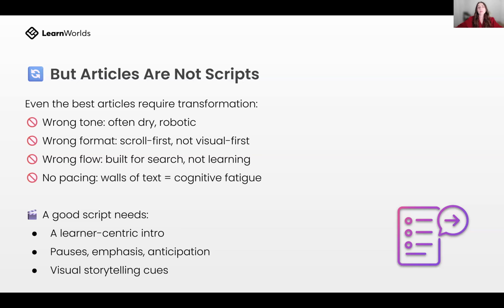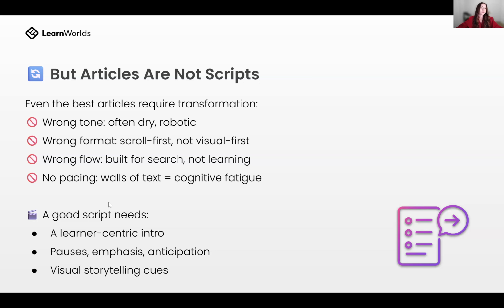Then sometimes the format was wrong. So usually with the articles, you just scroll first and then you see the visuals. Or sometimes the flow was wrong. So those were built for searches and not necessarily for learning. And the pacing isn't actually necessarily right. So sometimes you may have large blocks of text, which work on an article, but not necessarily on a video, right? So all of that were things that we had to change.